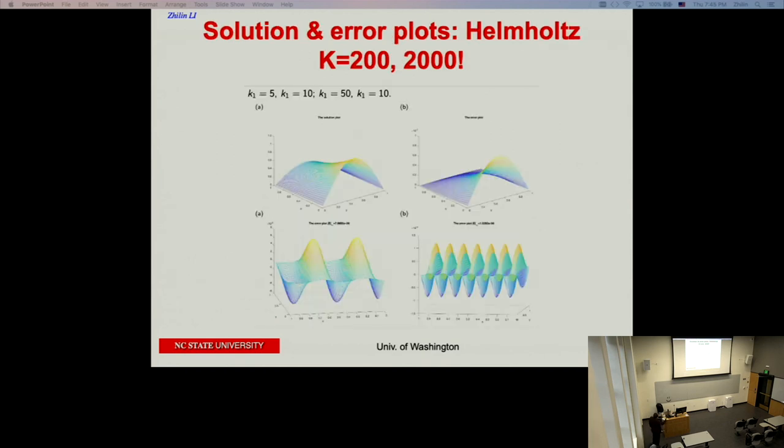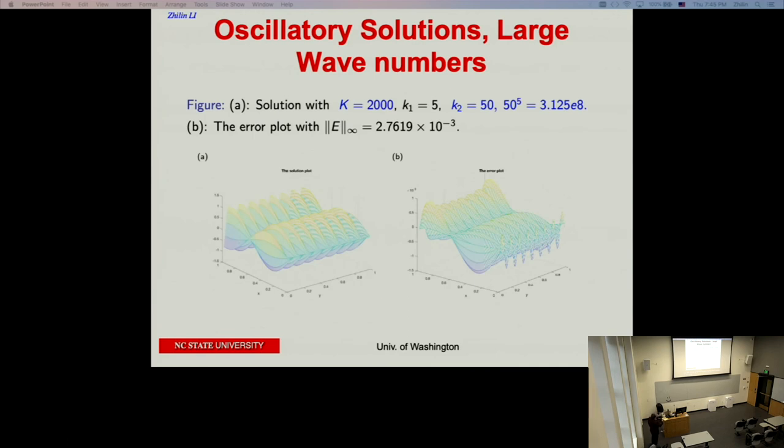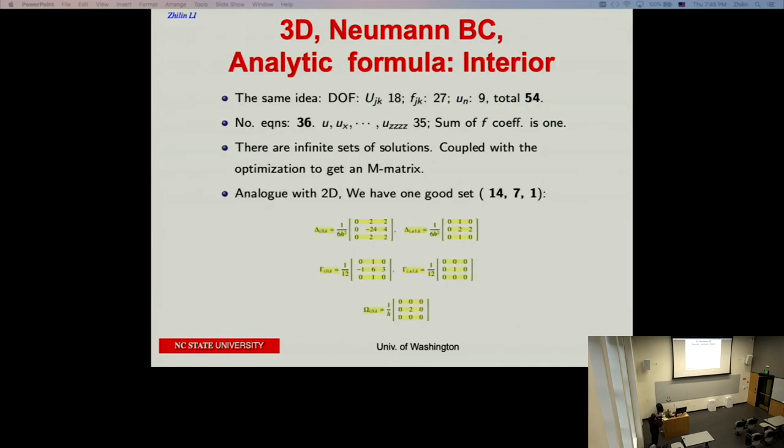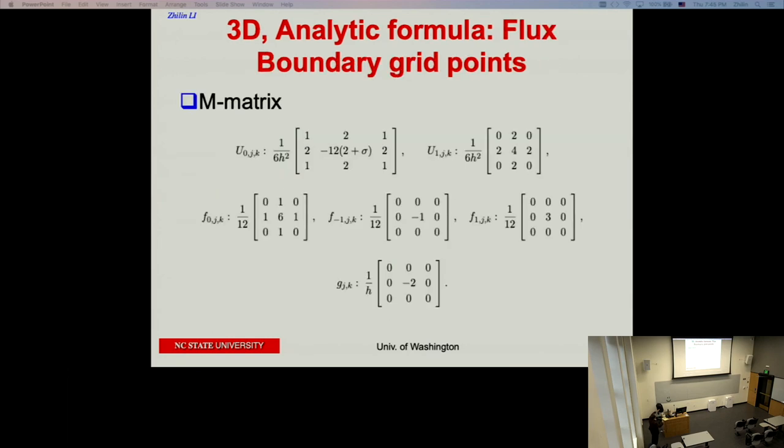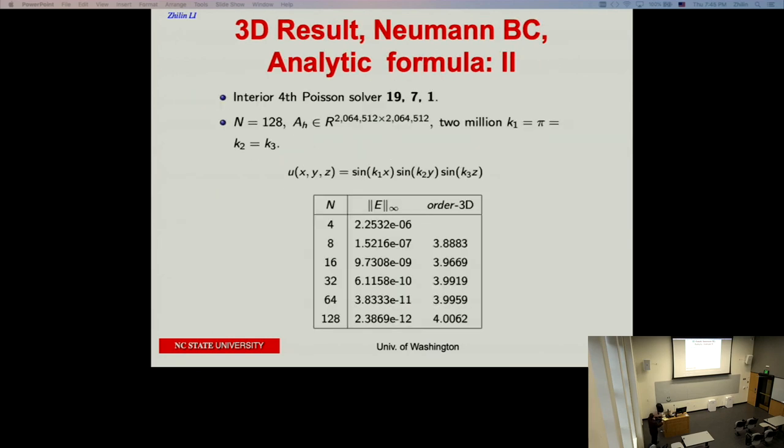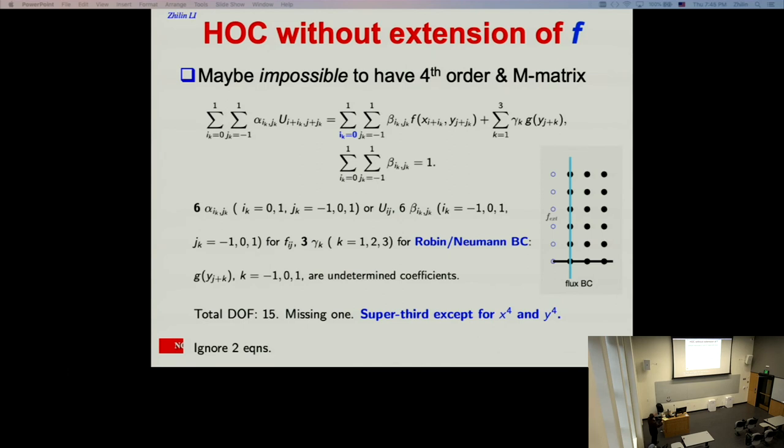I plot the true solution and the error. So once you have a large error, you do see some oscillations, but the order is accurate to h to the fourth. So that's pretty nice. And this is 3 dimensions. So I mentioned that these days it's better also to do 3 dimensions. So what happens if we do not want to extend the f? Then you lose 3 degrees of freedom, so you don't have additional f, and the idea is the same.